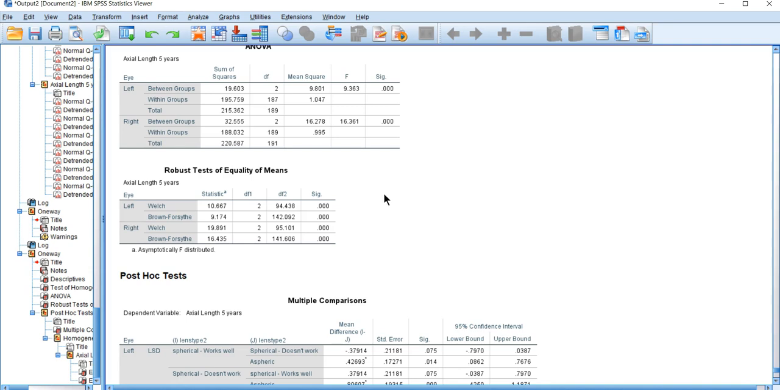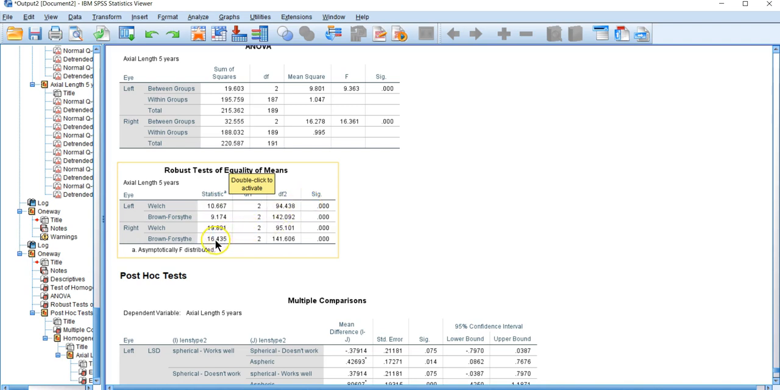Now, the robust test of equality of means shows that even though it wasn't significant, these statistics are basically equivalent to the F statistic. So you can see the Brown-Forsythe test, which basically is exactly the same thing as this one, except instead of computing sums of squares by taking each observation and subtracting it from the mean, you subtract it from the median. That's Brown and Forsythe. And Welch, I'm not sure exactly how that does it, but it's a good test if homogeneity of variance is not equal.